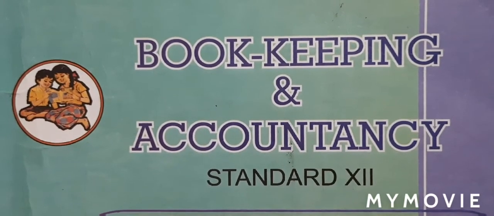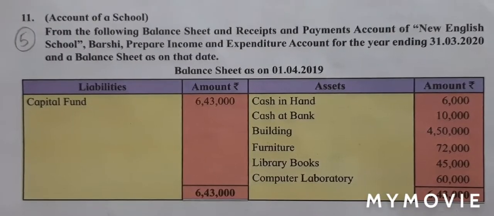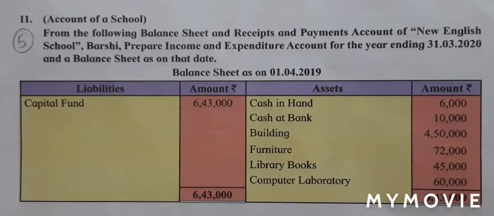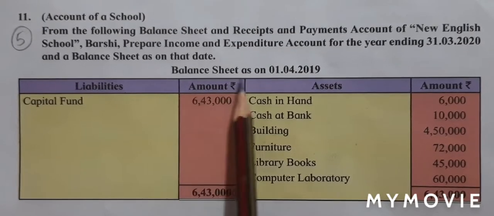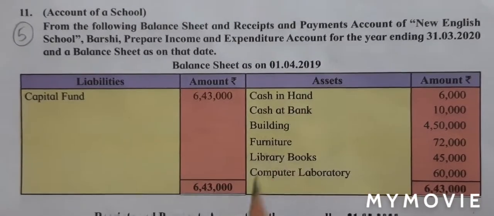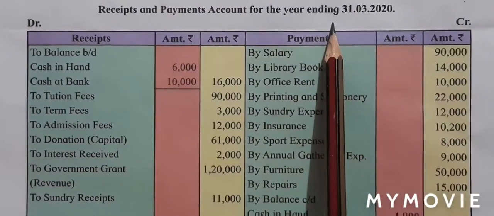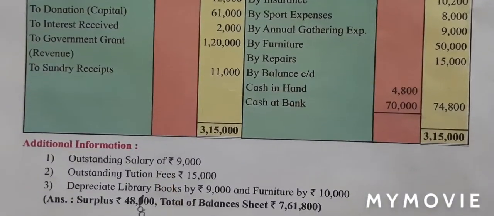So let's read sum number 11. Before we begin reading, I want you to look at this question. It is a second type of question wherein an opening balance sheet is given, then a receipts and payment account is given, and adjustments are given.